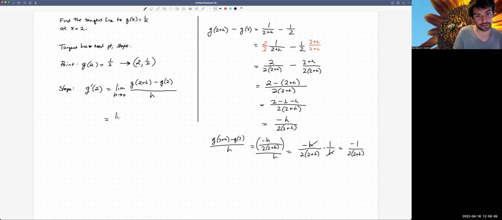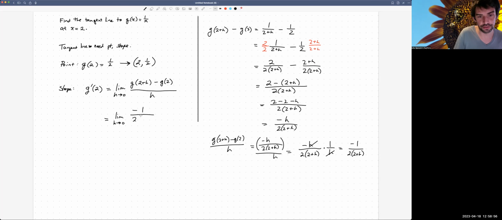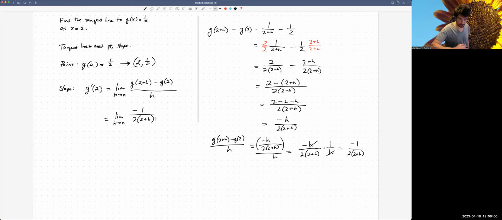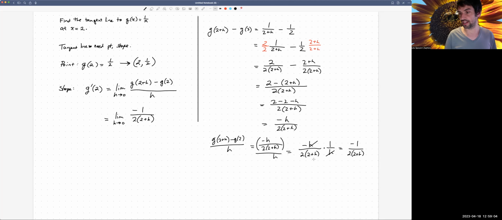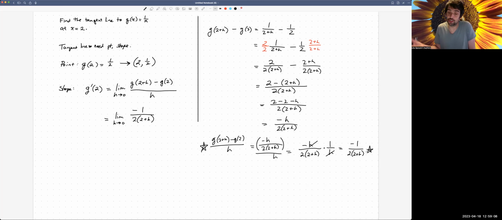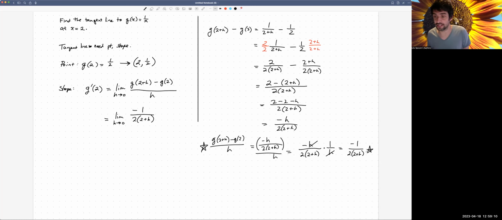So I'm writing down, what did we just write? Negative 1 over 2 times 2 plus h, right? And I want to just clarify something before we take this limit. This set of equal signs I have here in this row, right? This is not strictly true. These two expressions are not the same.